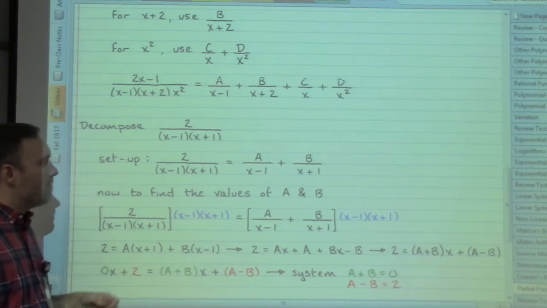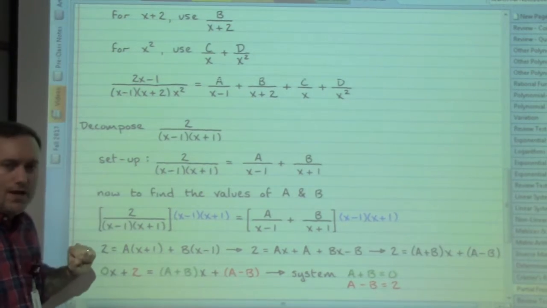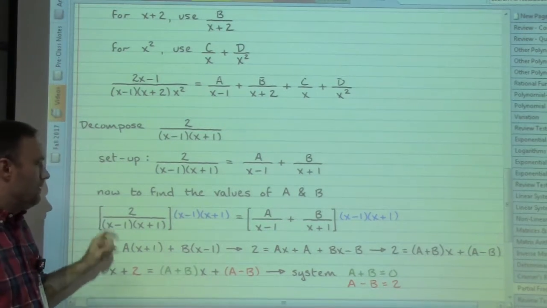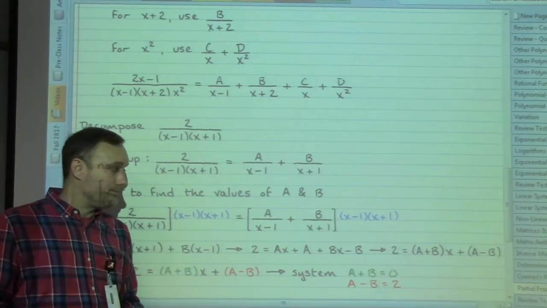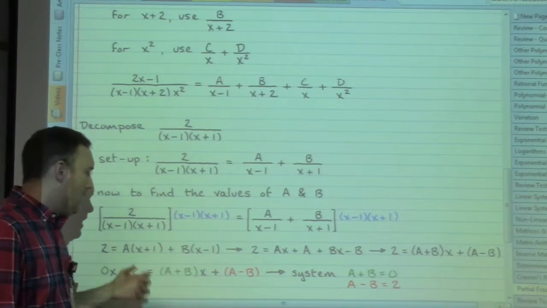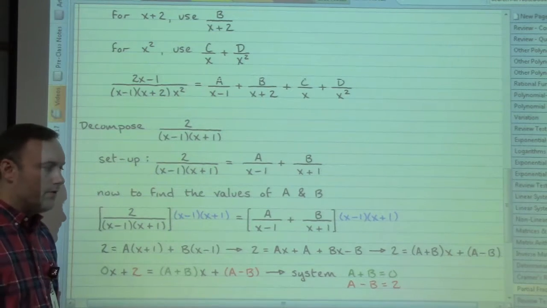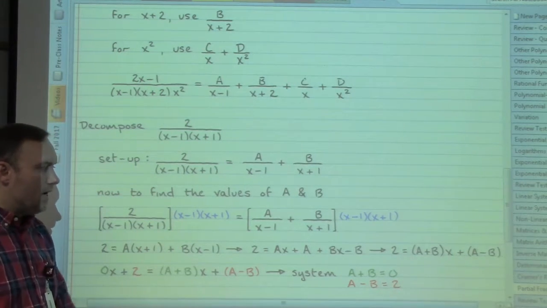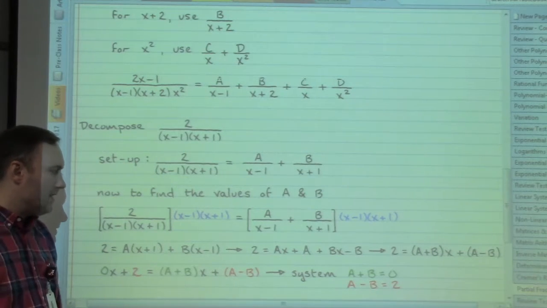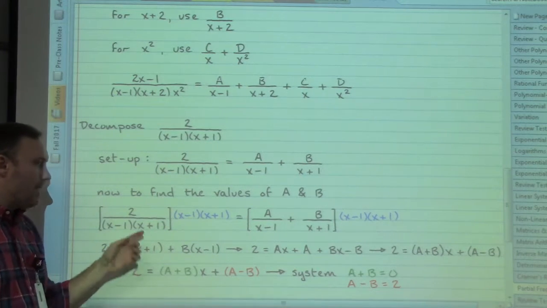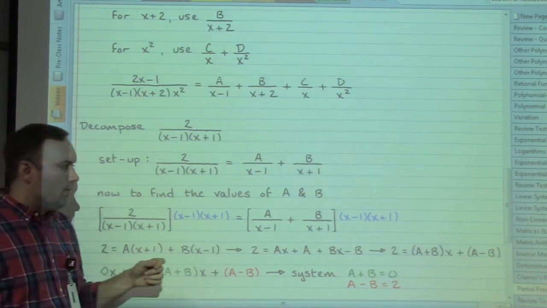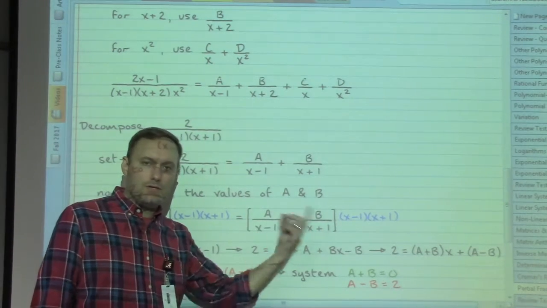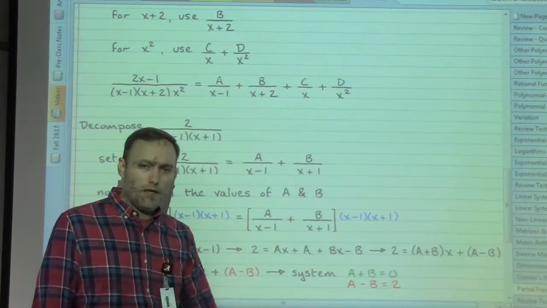In order to figure those out, I'm using this equation. I'm going to multiply on both sides by that denominator so that I can get rid of those denominators and try to come up with a way of putting things together so that I can match up my original fraction, which has a 2 on top, with these new fractions. One has an A on top and the other one has a B on top.